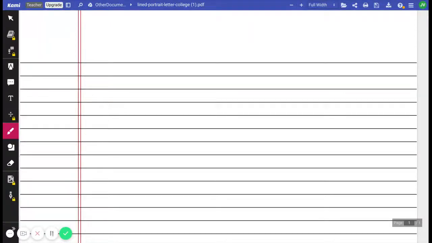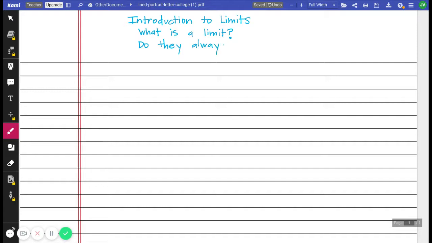So in order to talk about some of this stuff with functions, we need to be able to speak the language a little bit. And so we are going to familiarize ourselves with a math term and math notation around this idea of limits. The goal here is to talk about what is a limit, and do they always exist?